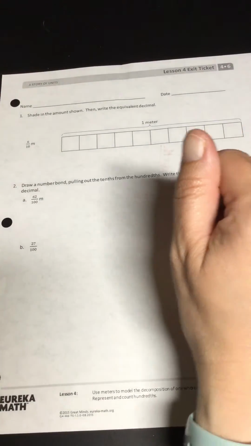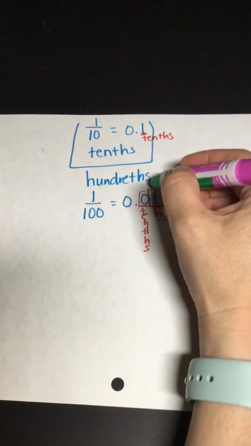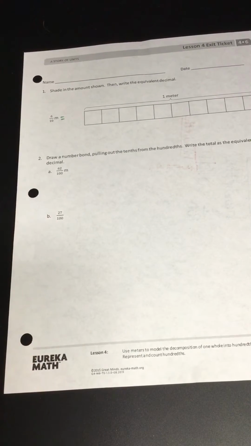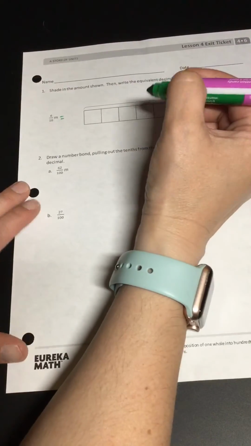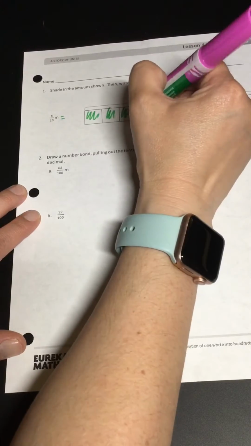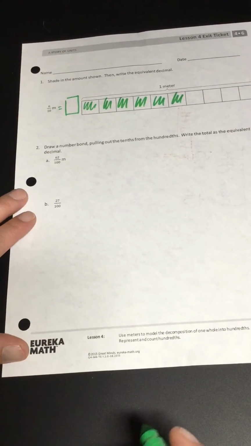But then it also says, write the equivalent decimal, okay? So remember, I'm going to go back to those notes, okay? There's our tenths and our hundredths. How would I show 6/10? I want you to think about it because we're in meters, right? And if we break that down, I have 1, 2, 3, 4, 5, 6. I want you to show me what would be that equivalent decimal. I want you to think about it from our lesson.